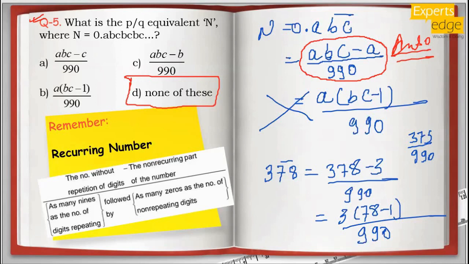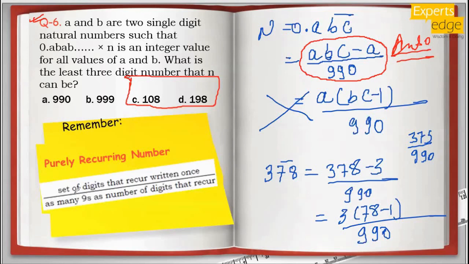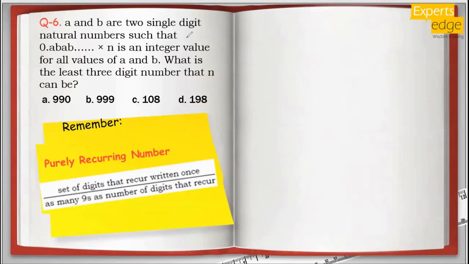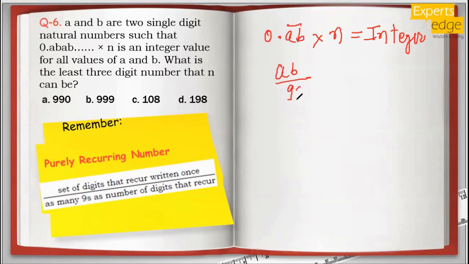So if I go to the next question. Another good question: A and B are two single digit natural numbers such that 0.AB, that means AB is a repeating one, 0.AB bar into some value n. This has to be an integer. Integer means it should not be in decimals. I can write AB bar as AB by 99 into n, which should be an integer.